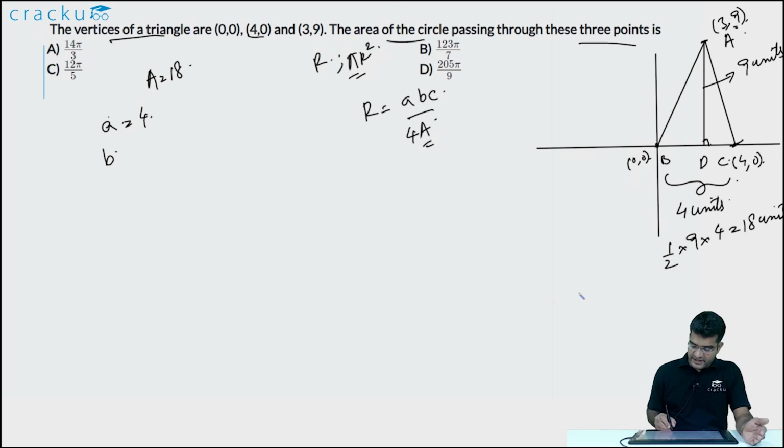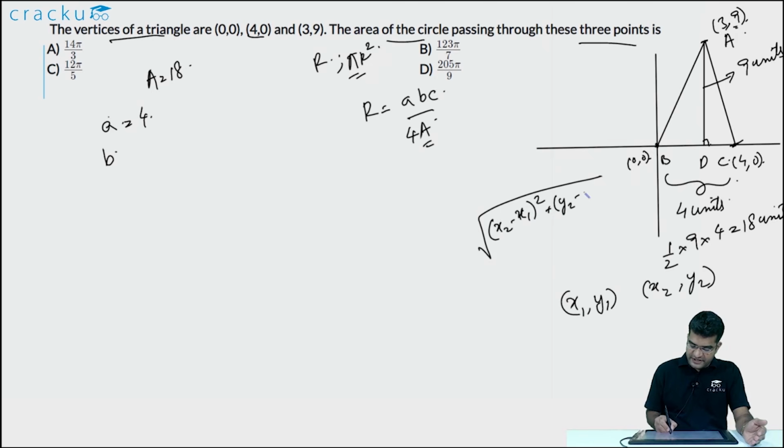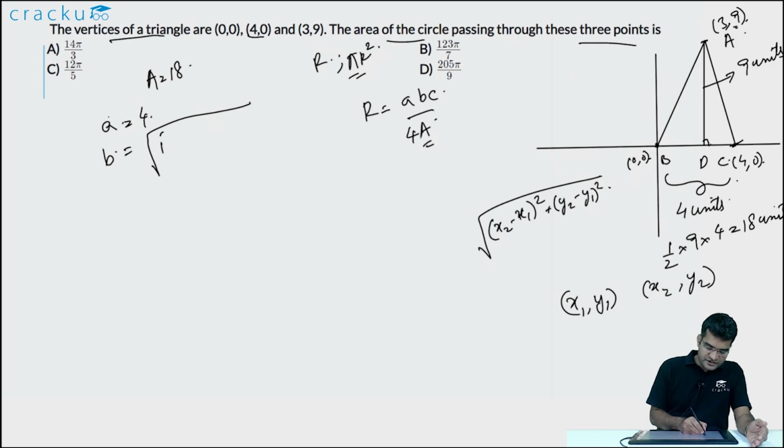If you are given 2 coordinates x1, y1 and x2, y2, the distance between these 2 points is equal to square root of (x2 minus x1) whole square plus (y2 minus y1) whole square. So in this particular case, the length of b will equal square root of (3 minus 4) whole square, which is equal to 1 square, plus (9 minus 0) whole square, which is equal to 9 square. This is equal to square root of 81 plus 1, which is equal to square root of 82.